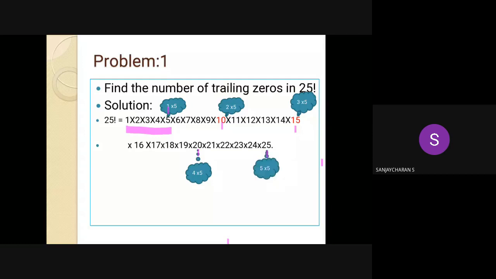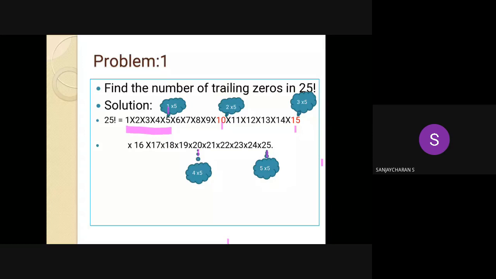So here I can get 5 into 2, 10. Here also 5 into 2. In 8 I can get factor 2. From 10 I can get factor 5, so 5 into 2, 10. Again from 15 I can get the factor 5, from 14 I can get the factor 2, so again I will get one more 10. From 20 I will get 5, from 18 I can get the factor 2, so again I will get 10. From 25 I will get 5, then from 25 I will get 2. So there are 5 zeros.